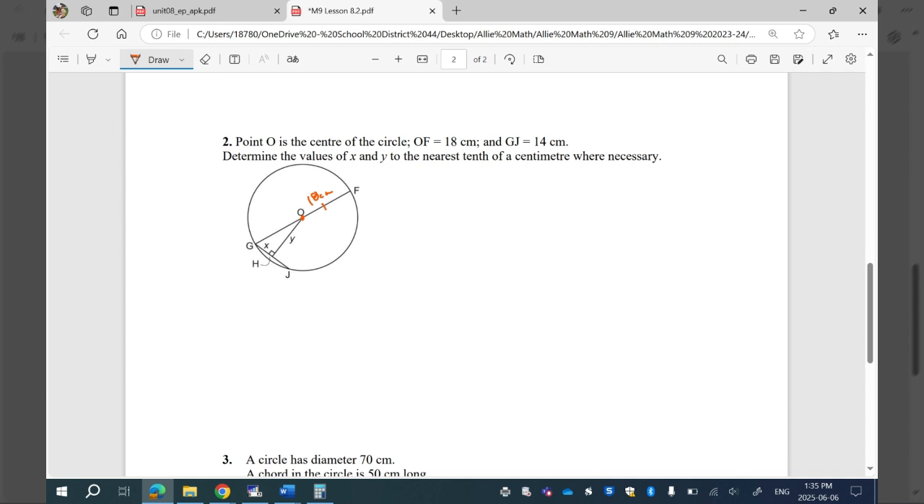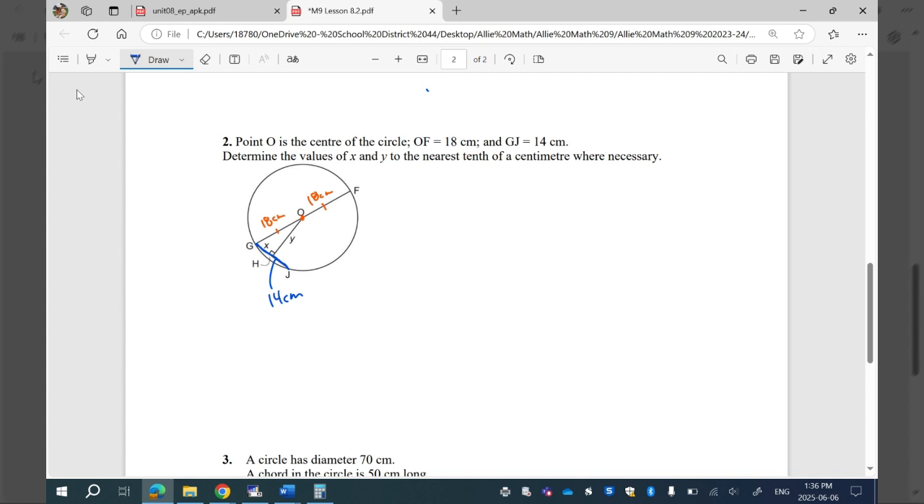Okay, so we know this radius is 18 centimeters. And because this is a chord that passes through the center, I know it's the diameter, so we can also assume that this other side is 18 centimeters. Okay, and what else? We have GJ, so this whole thing right here, GJ equals 14 centimeters. Determine the values of x and y to the nearest tenth of a centimeter where necessary.